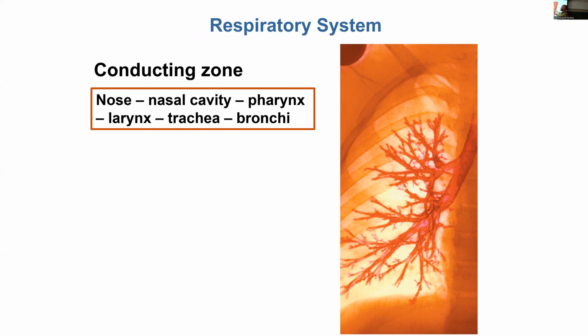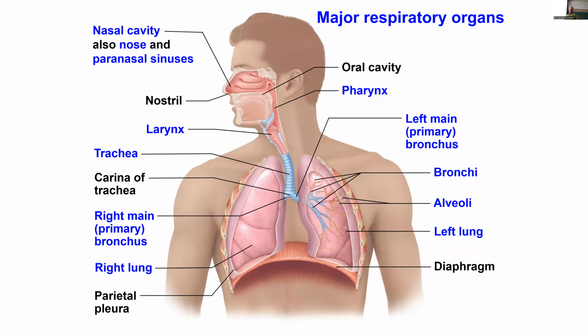You should know those structures and know the order through which air passes, which is generally pretty intuitive. I mean, you can think that it starts in the nose and then goes to the nasal cavity. And we're going to talk about each of those in a little detail here. First, let me actually show you all of this in a diagram.